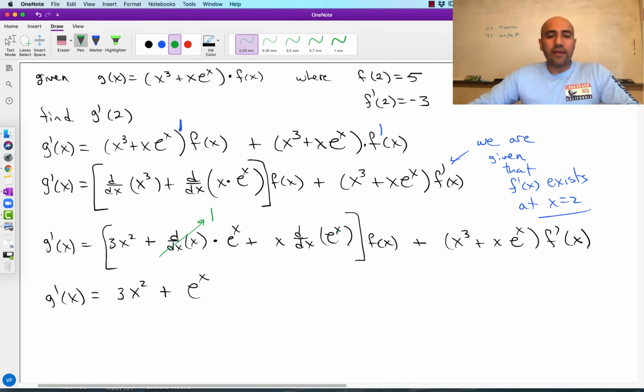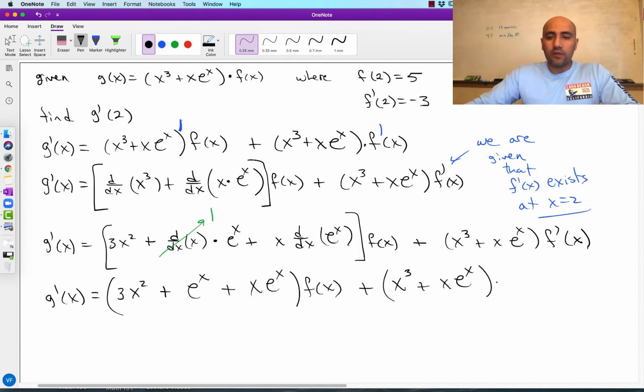And the derivative of e to the x is just e to the x. So we get a plus x e to the x. And then that whole thing gets multiplied by f of x plus, and then just copy that. We get x to the third power plus x e to the x. And the whole thing gets multiplied by f prime of x. Okay, so we found the first derivative of g of x.